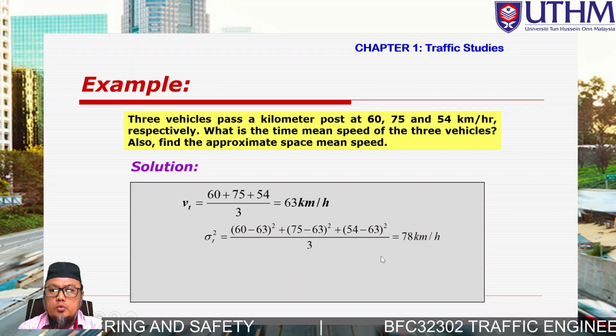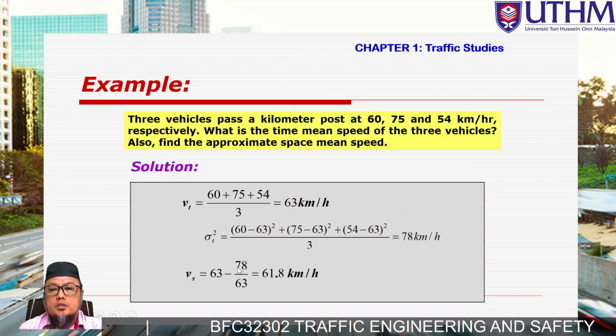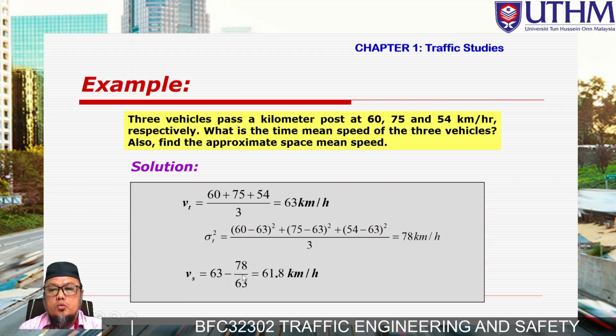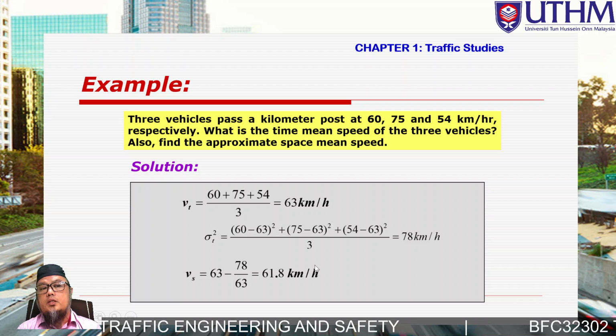Okay, Vs, we know Vs is Vt deduct by sigma square divided by Vt. So here you just insert the value. Now we obtain Vs is 61.8 km per hour. So very straightforward and easy to understand. The next parameter we have is volume.